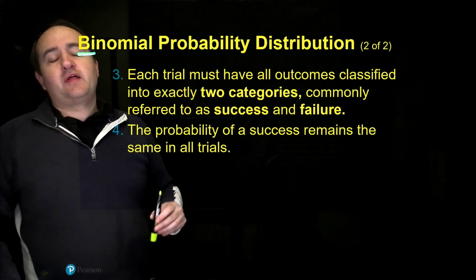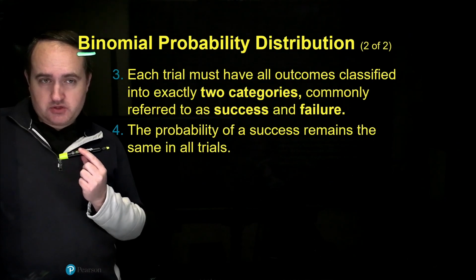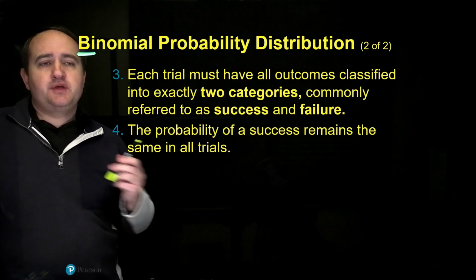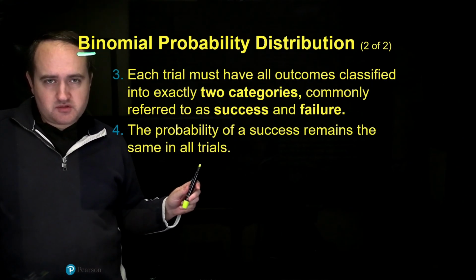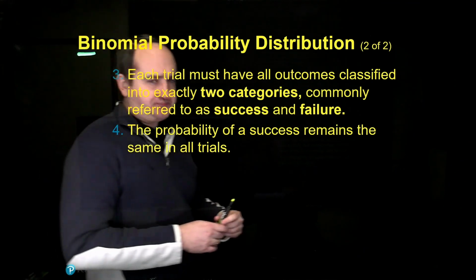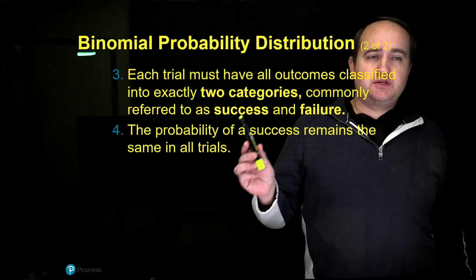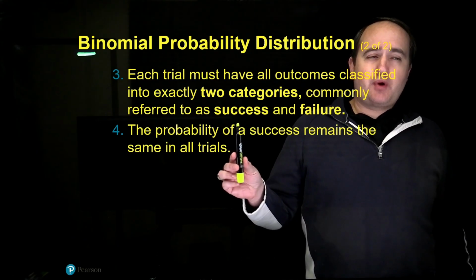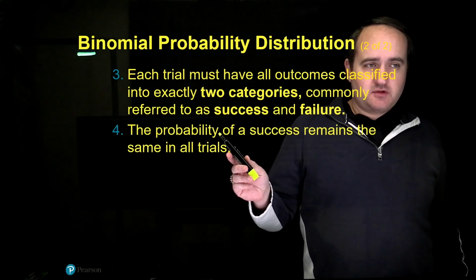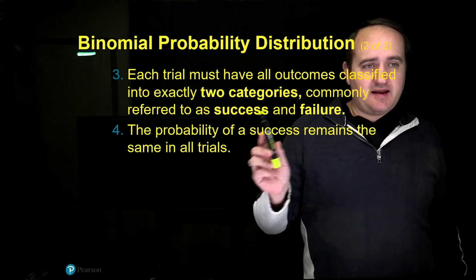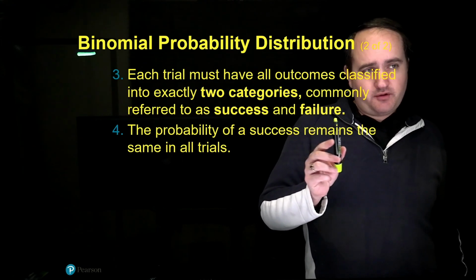Okay, and then the last condition in order to be a binomial probability distribution is the probability of a success has to remain the same in all trials. And if you think about it, since we just said each trial has to be considered either a success or a failure, if the probability of a success remains the same, then that also means that the probability of not having a success remains the same. And not having a success is called a failure.